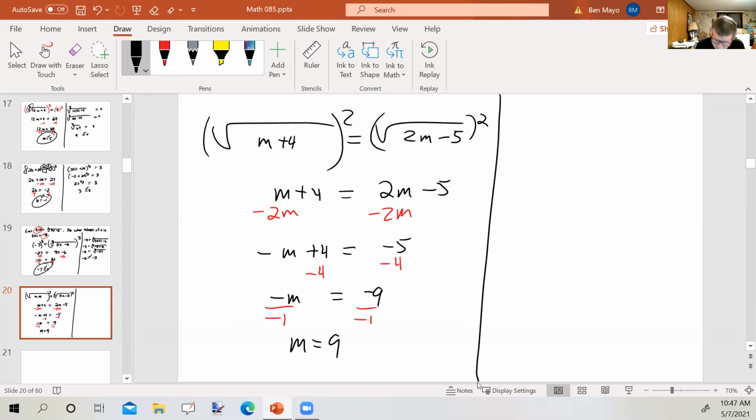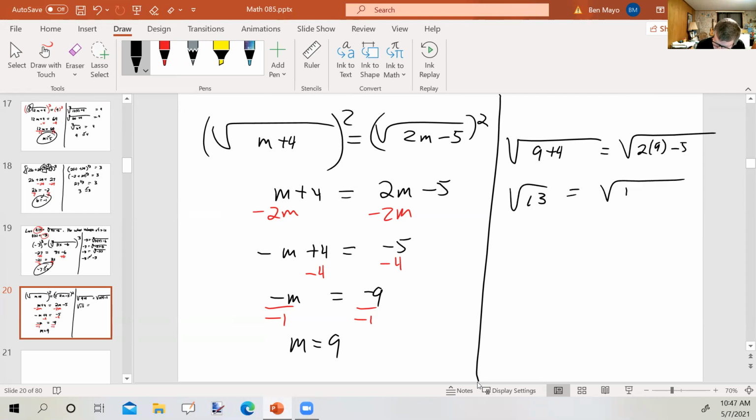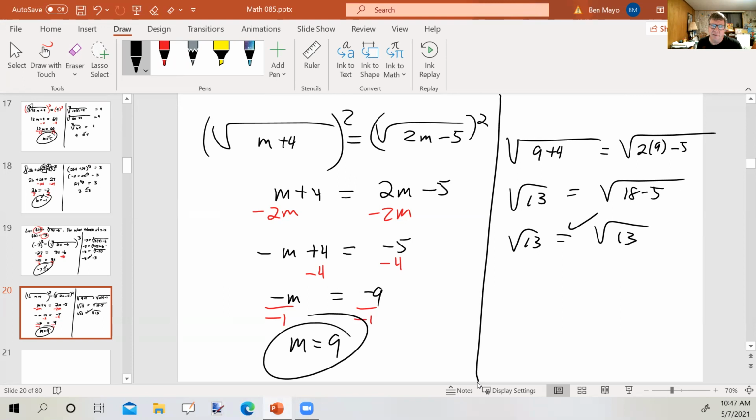Let's plug that in and check our work. So the square root of 9 plus 4 equals the square root of 2 times 9 minus 5. The square root of 13 equals the square root of 18 minus 5. The square root of 13 equals the square root of 13. Well, off the top of my head, I don't know what the square root of 13 is, but I do know that the square root of 13 equals the square root of 13. So it checks, our solution is correct.